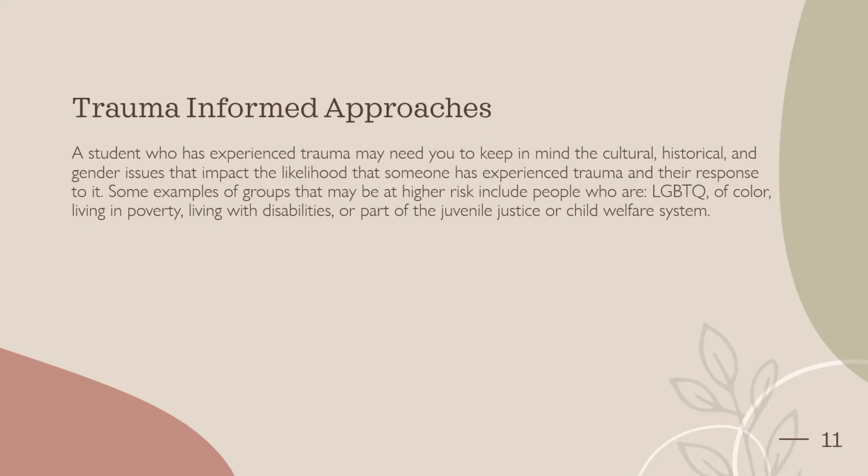So some examples of the groups of people who may be at a higher risk for trauma could be those who are members of the LGBTQ plus community, people of color, urban youth, those who are living in poverty, those who are living with disabilities, and then any of those who are part of the juvenile justice system, the child welfare system, foster care, any of those, they are at a higher risk for trauma. So just being mindful of those when working with them.